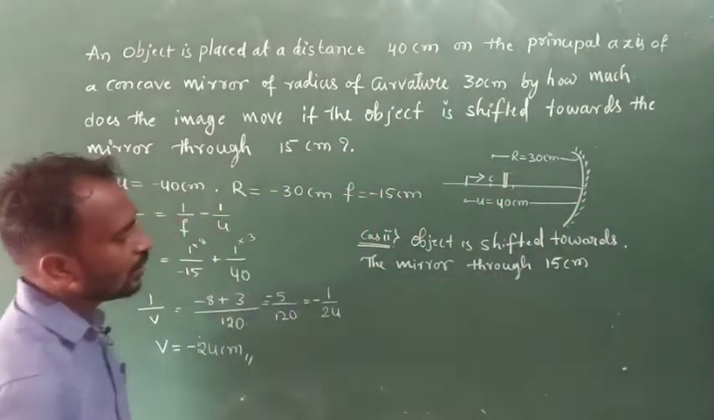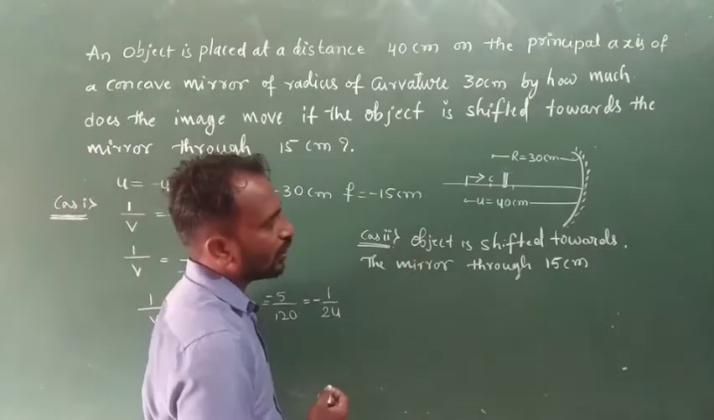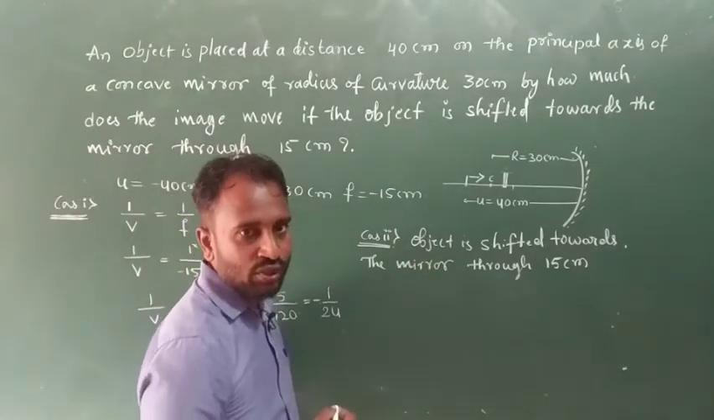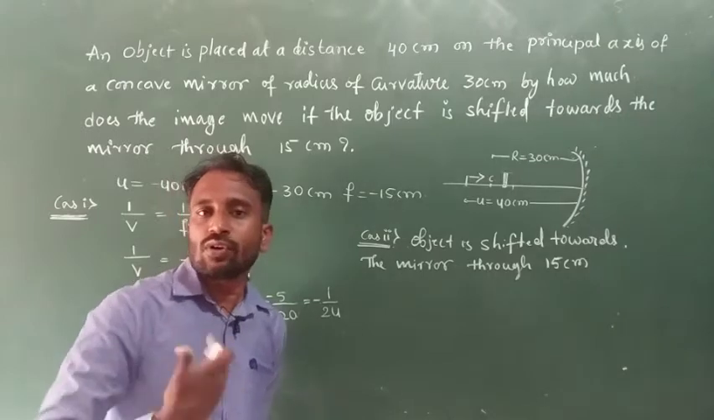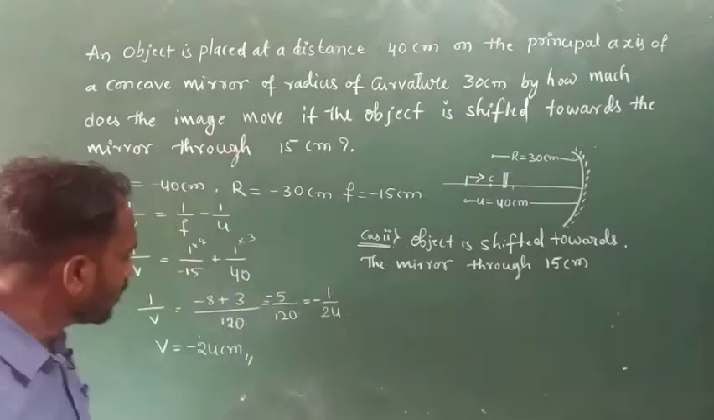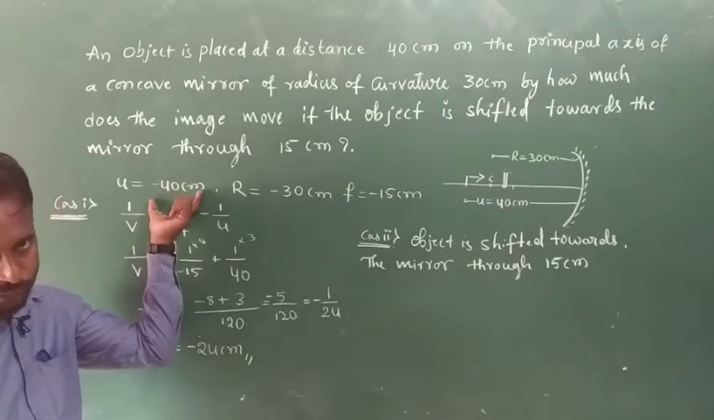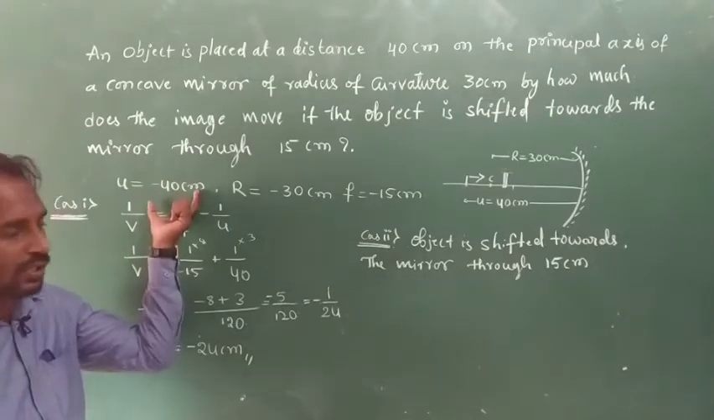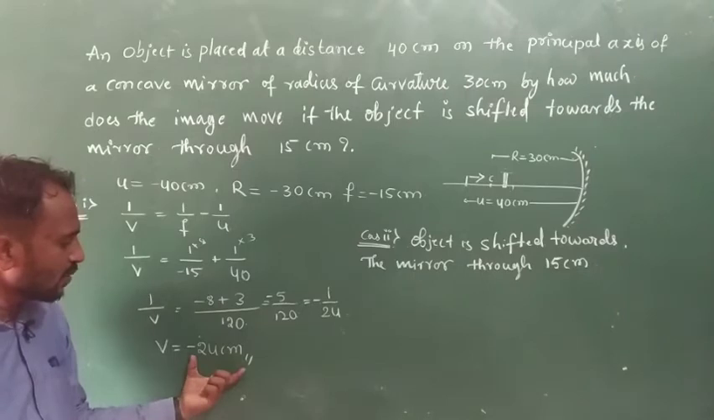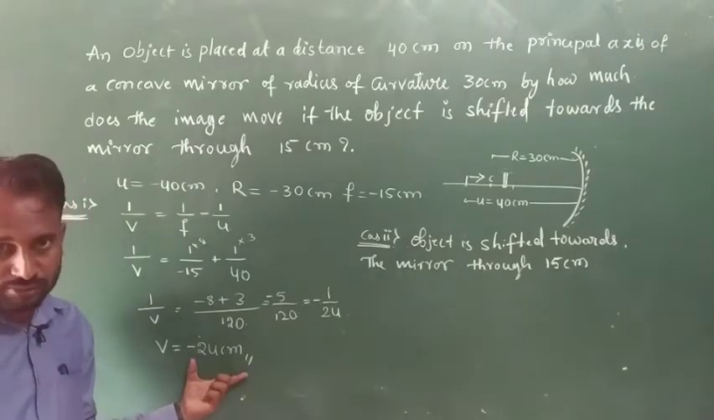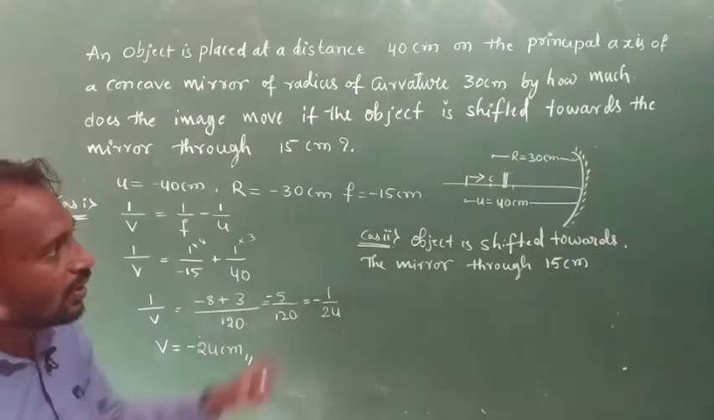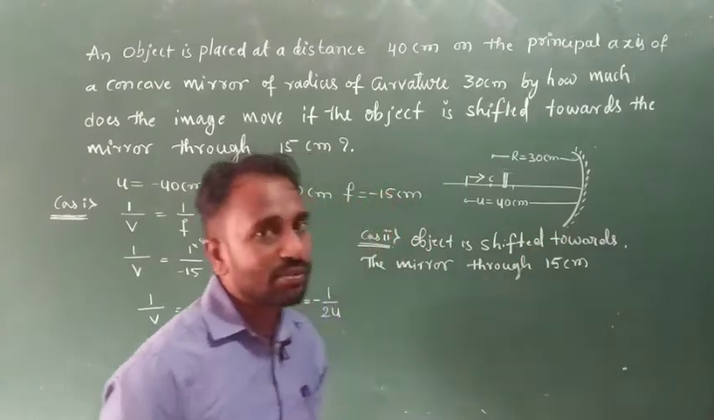So here we want to find out the image distance. Why do we want to find out the image distance? Because the object position initially we consider 40 centimeter. 40 centimeter is the object distance, then the image distance is minus 24 centimeter. And the next one, the object shifted towards the mirror.